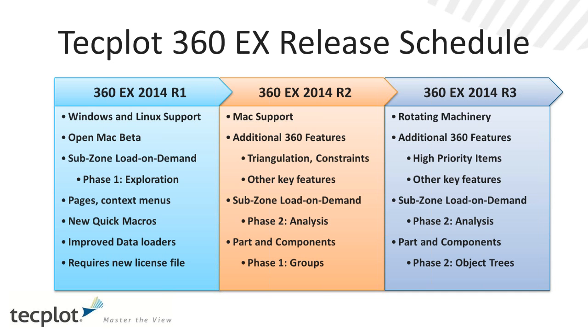Okay, then we'll get to that one here in a second. Subzone Load on Demand will continue. We'll beef up some of the analysis capabilities, and we will be making a down payment on parts and components. The latter part of the year, so that will get us 2 months out. So let's say that's May, June, July. Towards the end of the year, we'll have another release where we'll have some additional capabilities around rotating machinery. We'll continue to build in high priority items, and we try to be agile, and so as we learn, if there are things that become mission critical, we can put them higher in the development backlog.